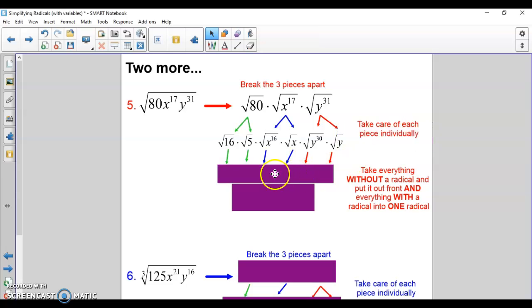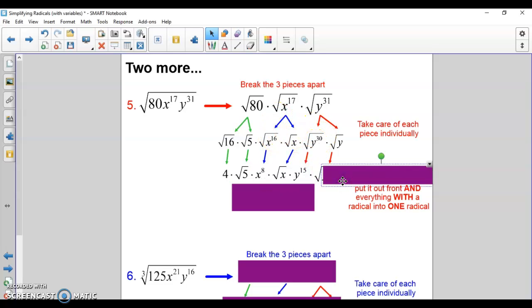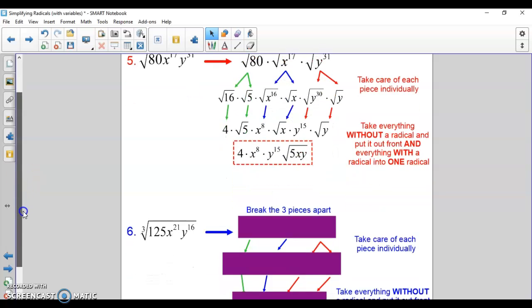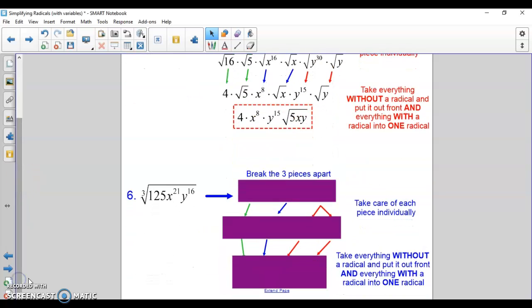Take care of each piece individually now. Square root of 16 is 4, 5 can't do anything with. The even exponents, so 16 and 30, divide them in half. Everything without a radical goes out front. Everything with a radical goes inside. So that's that first one. Square roots are a little bit easier to deal with than cubes.